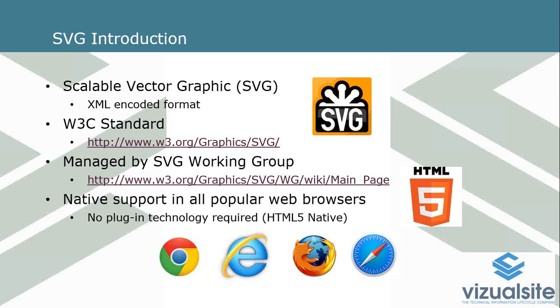One of the key differences from CGM, though, is that SVG is native to all the popular browsers, so Chrome, Internet Explorer, Firefox, Safari. You can just drag and drop an SVG file onto that browser and it will open automatically. So it's HTML5 native, something that CGM isn't at the moment.